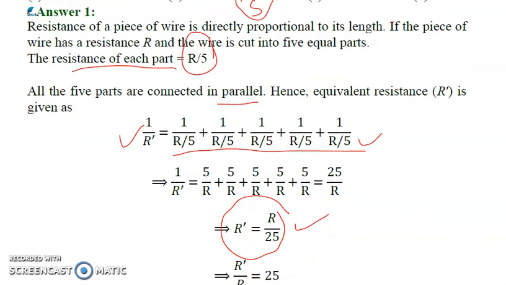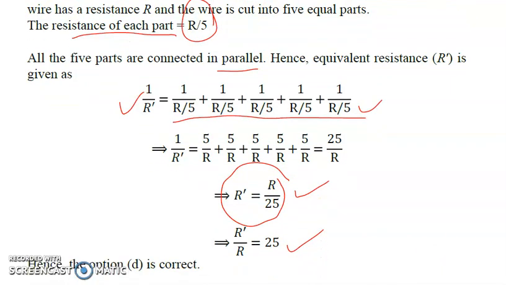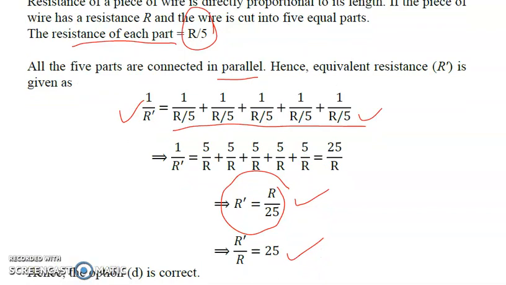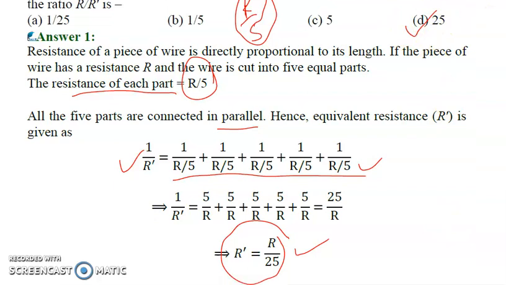Okay. If the resistance R dash is coming out to be R by 25, so R upon R dash would be 25. So option number first, it means option D would be correct. So this will be your answer, that is option number D. Okay.